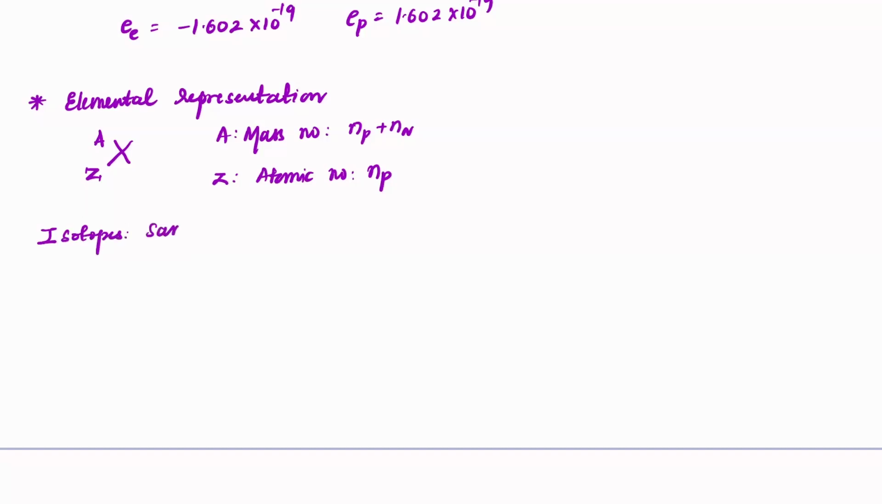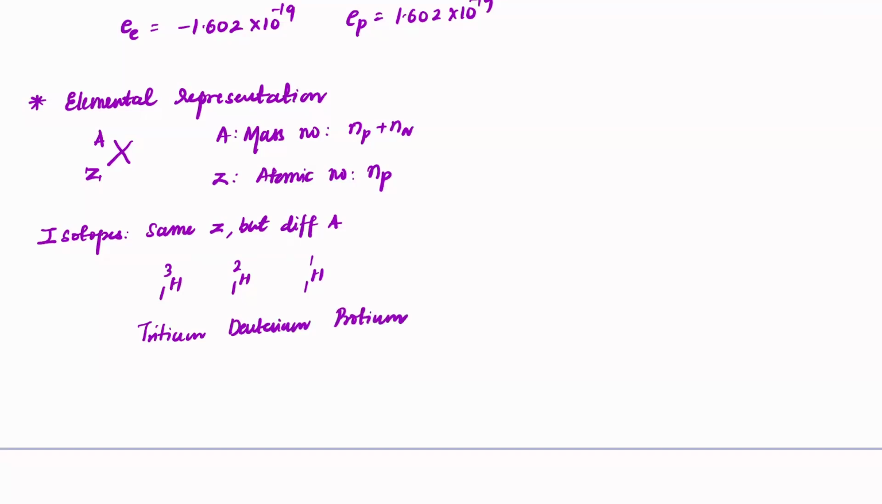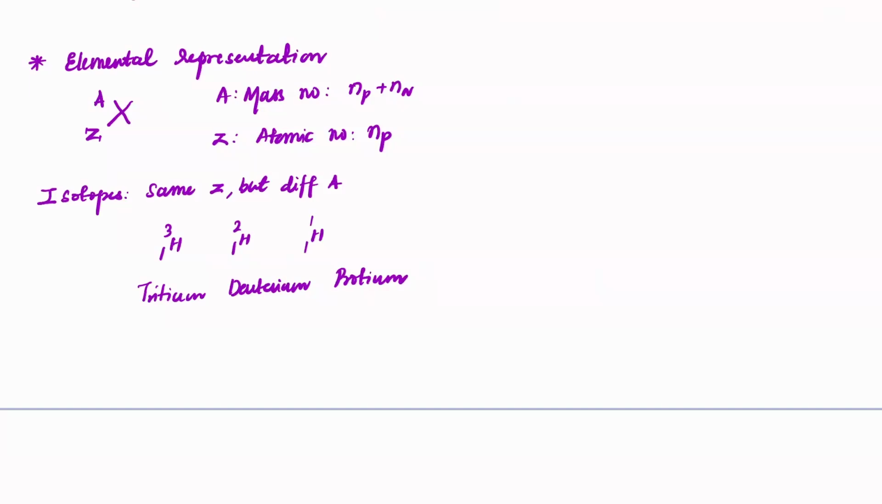Isotopes means having the same Z value but different A value. For example, hydrogen 3 1, hydrogen 2 1, hydrogen 1 1. This is called tritium. All of them are hydrogen family, and this is deuterium, and this is protium. All of them belong to hydrogen, but they are three different elements of the same family.